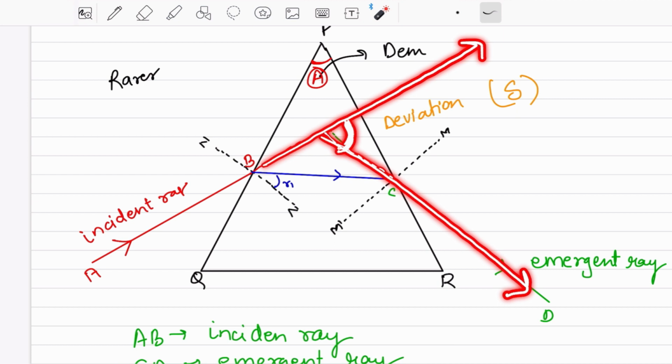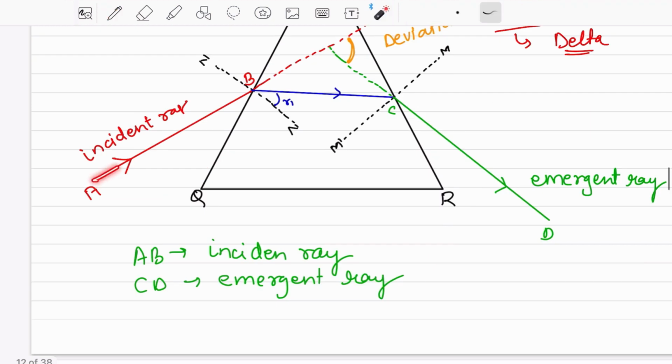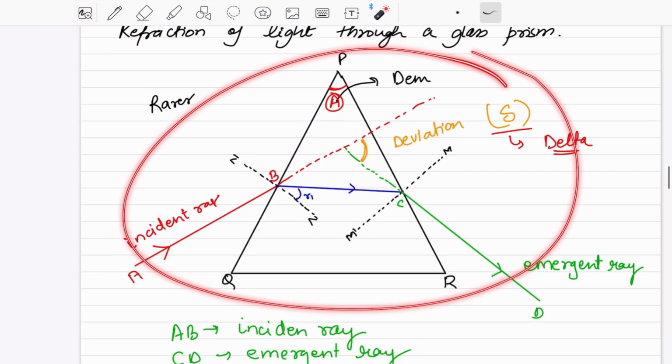ये जो angle है ये क्या हुआ? Angle of deviation represented by this sign known as delta. Okay, so here AB is the incident ray and CD is the emergent ray. I hope this diagram is clear to you all.